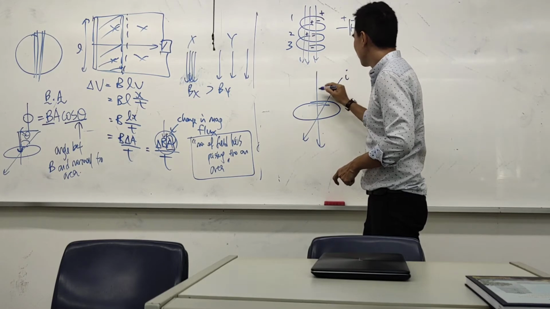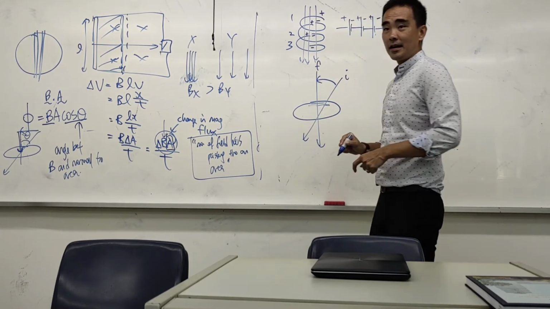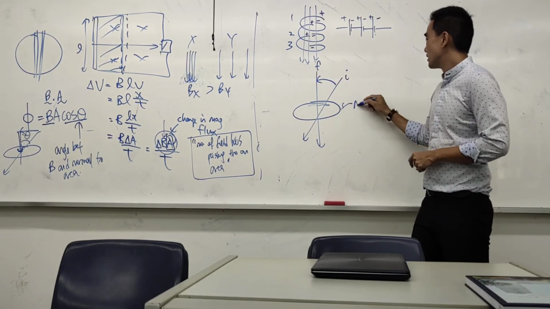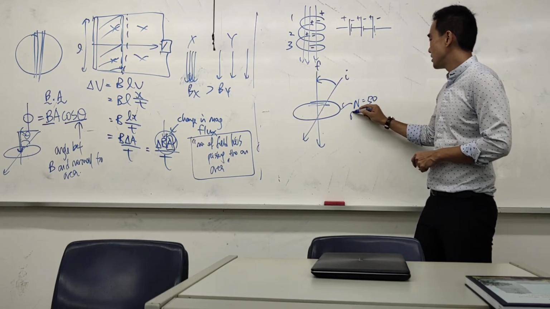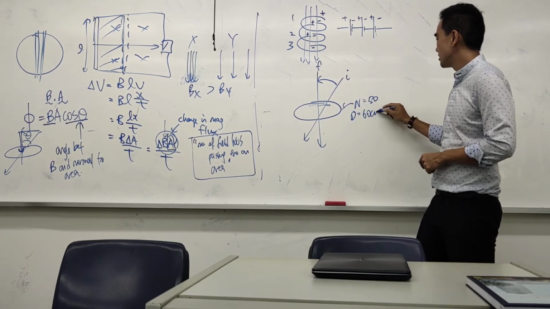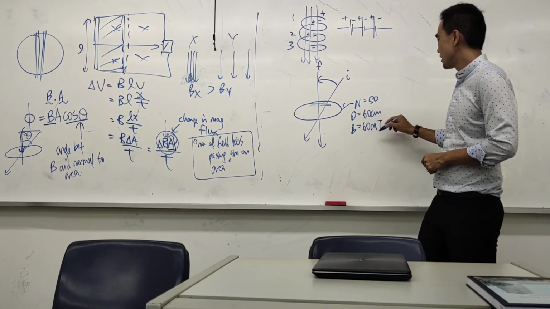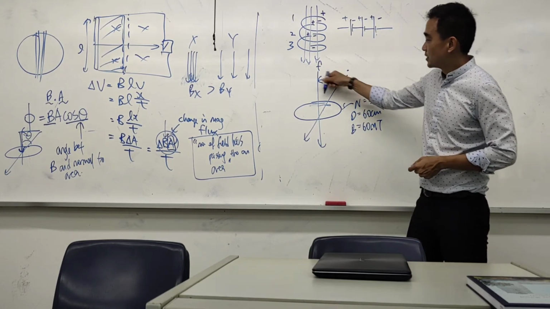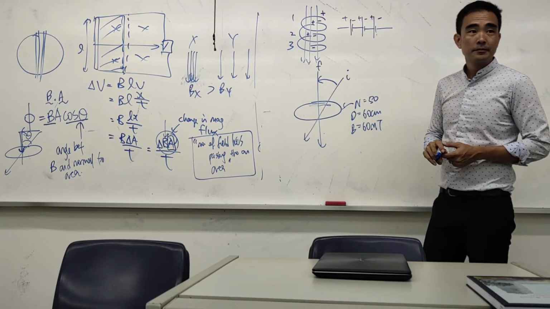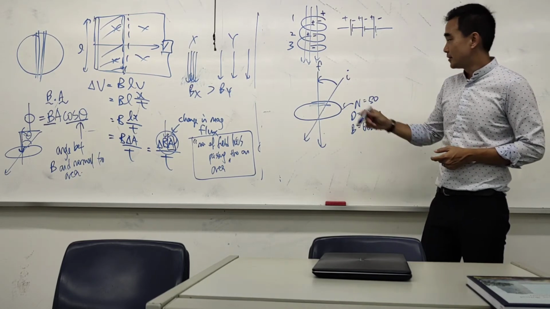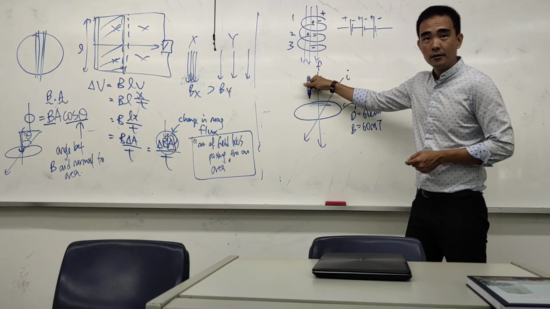This is initial, this is final. So I have a situation where I have a coil with number of turns 50 turns with diameter equals to 60 centimeters, and I've got a magnetic field strength that is 60 millitesla. It rotates from this position to this position. Oh, so you mean this way? Yeah, it goes from here to here.